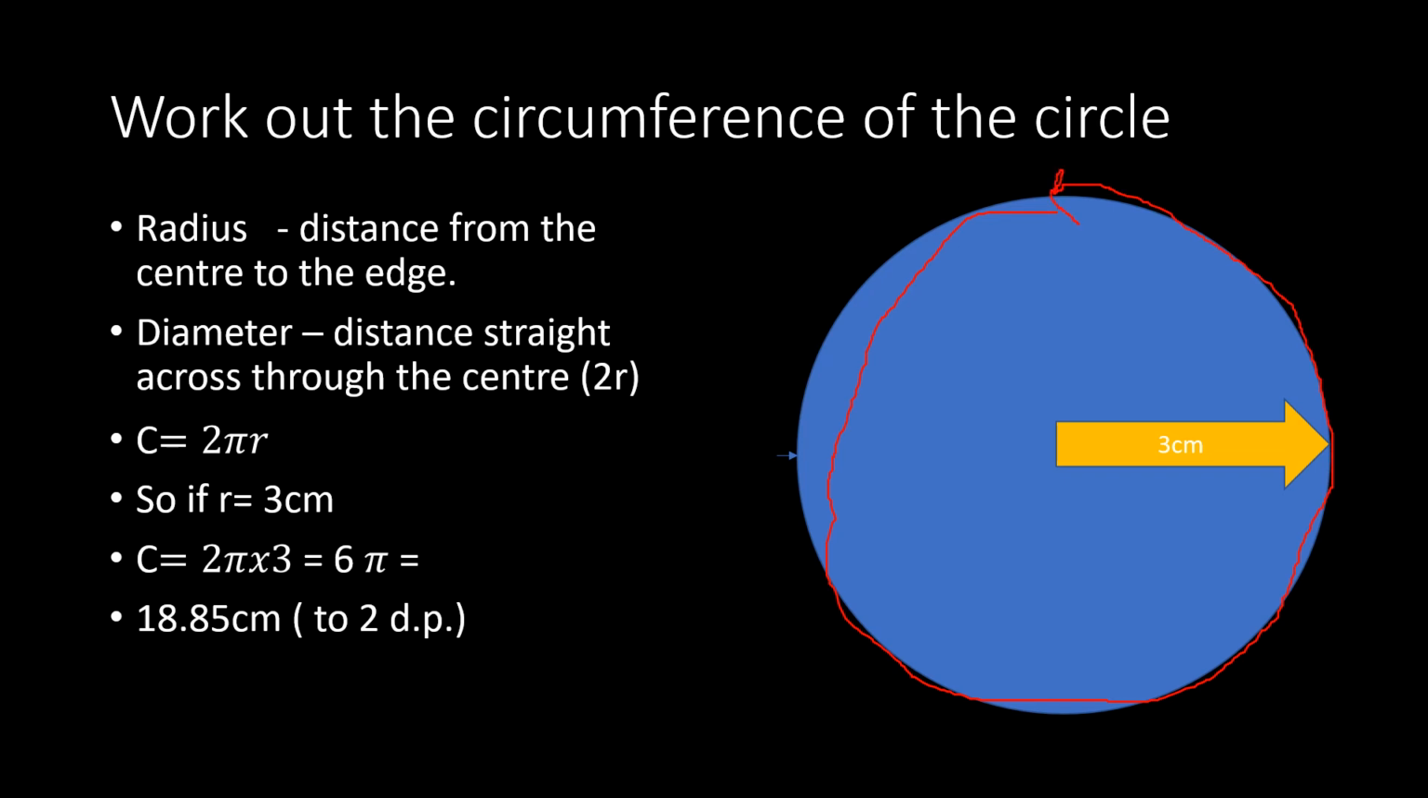Again, we know the radius is 3, and this time we're going to use the equation circumference equals 2 pi r. So if r is 3, the circumference is 2 times pi times 3. We know that 2 times 3 is 6, so we're just going to work out 6 pi. And again, to 2 decimal places, this gives us 18.85. And that really is all there is to it.